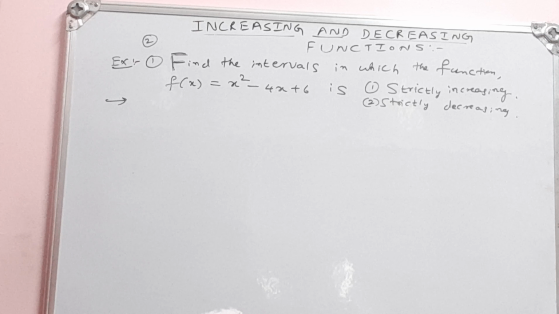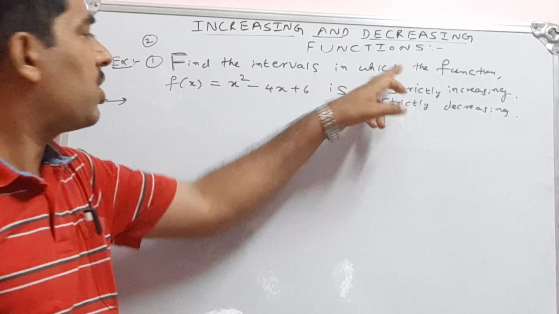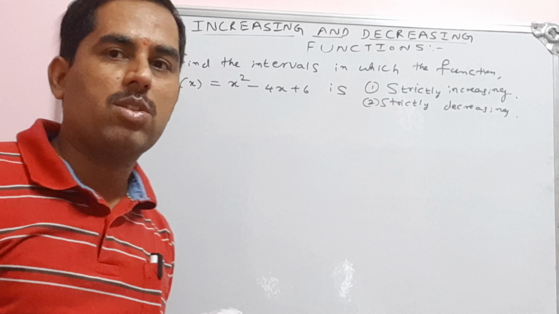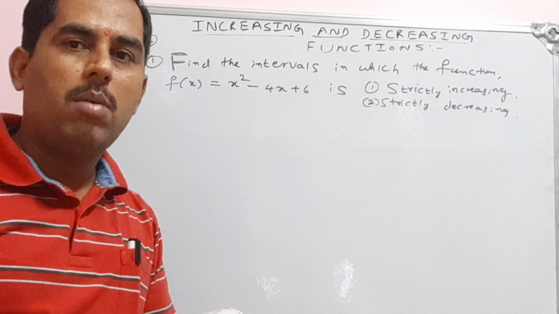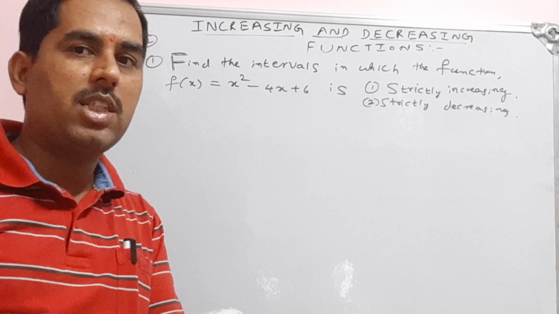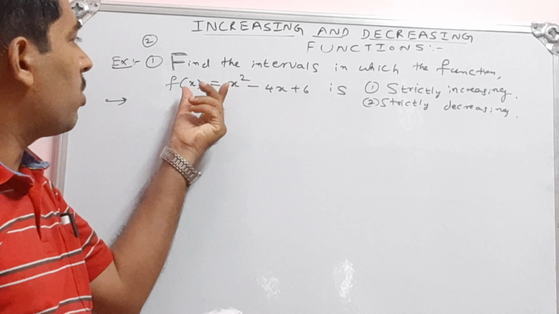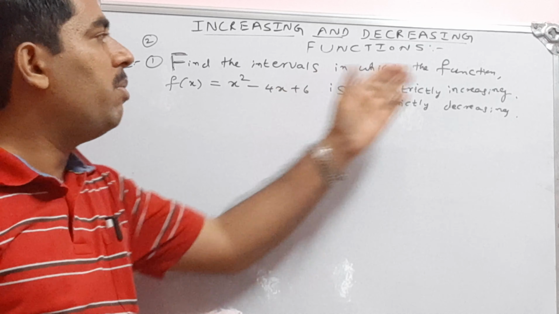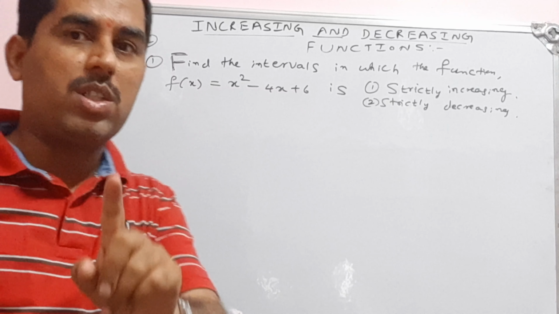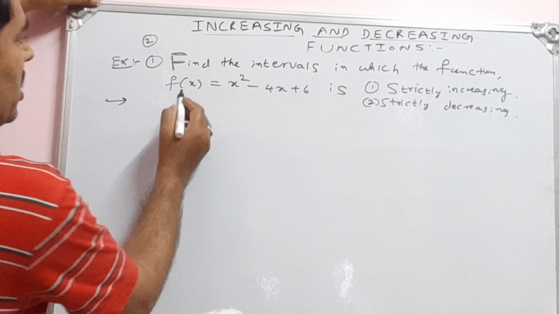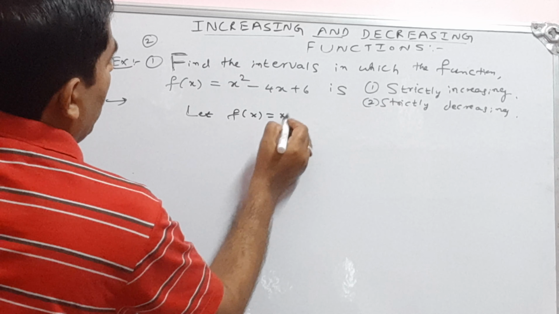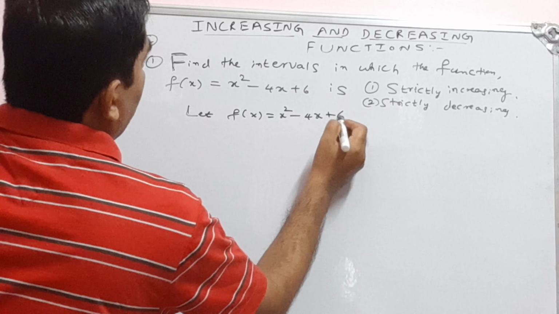Observe the example, a very important example. Find the intervals in which the given function is strictly increasing and strictly decreasing. We need not draw the graph here; by using the concept of increasing and decreasing functions, we have to decide only the intervals. Understand the problem here. What is the function given? x square minus 4x plus 6.